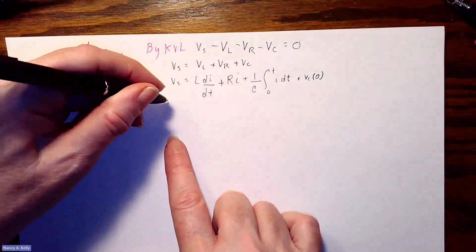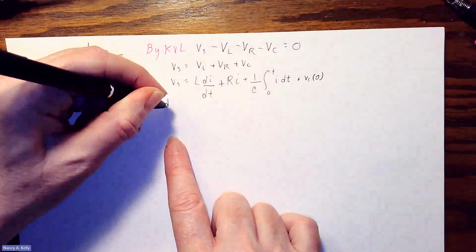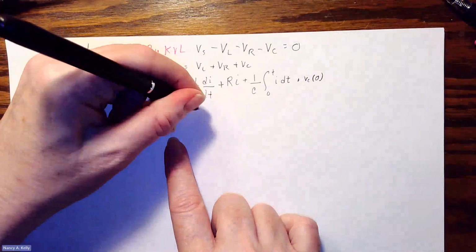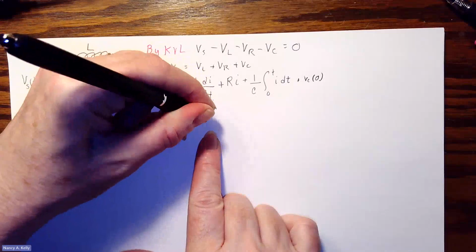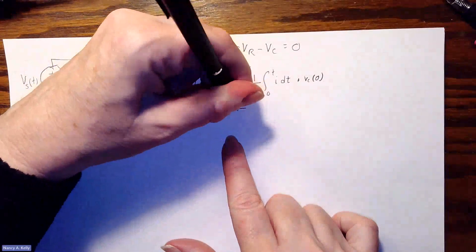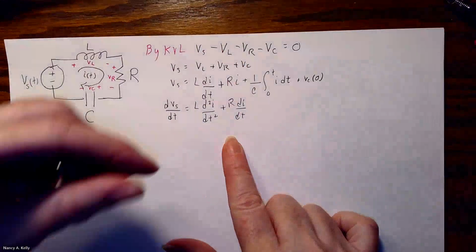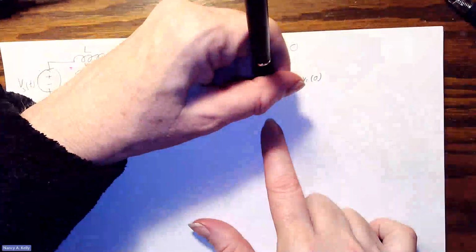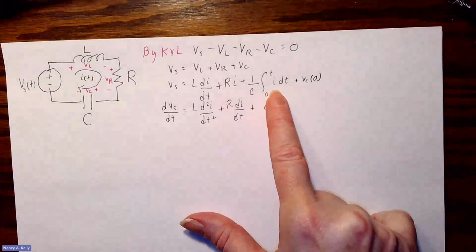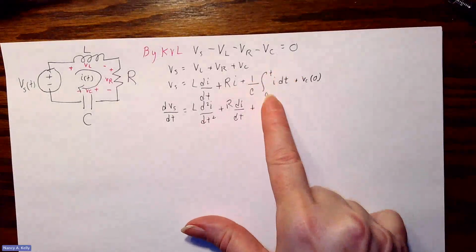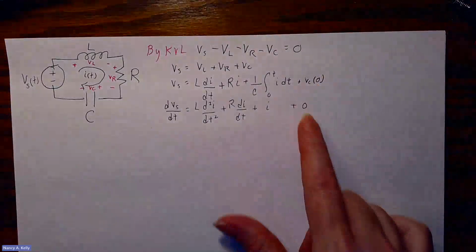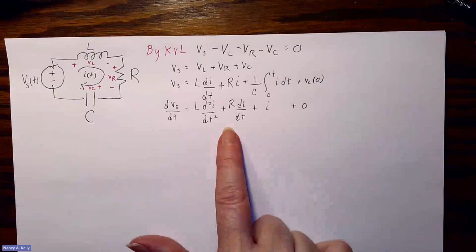So we start on the left side and we have d vs dt is equal to L d squared I dt squared plus R times di dt plus I. Since we're taking the derivative with respect to t, that makes the integral go away. And this here is a constant, so the last term is 0. The derivative of a constant is 0.